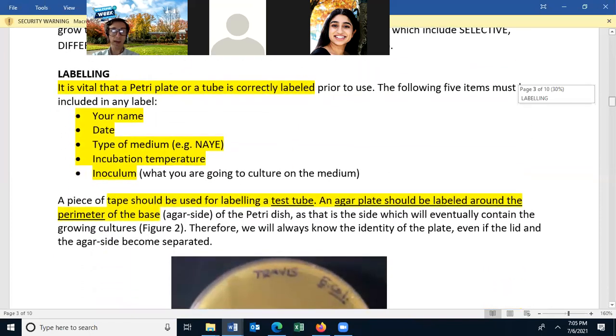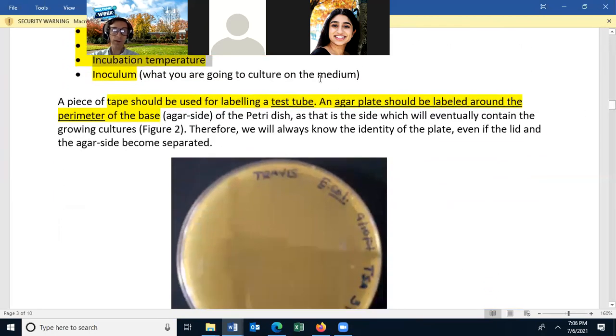All right. In the lab, we need to label everything, and it's vital that the Petri plate or the tube is labeled correctly. You always label the Petri plate or the tube with 5 required things. You add your name, and you may use your initials. You add the date, the type of media it is. You can add the incubation temperature, but I tell my students that the temperature is optional. And then you put the inoculum, what you're growing. If you know what you're growing, you write it.